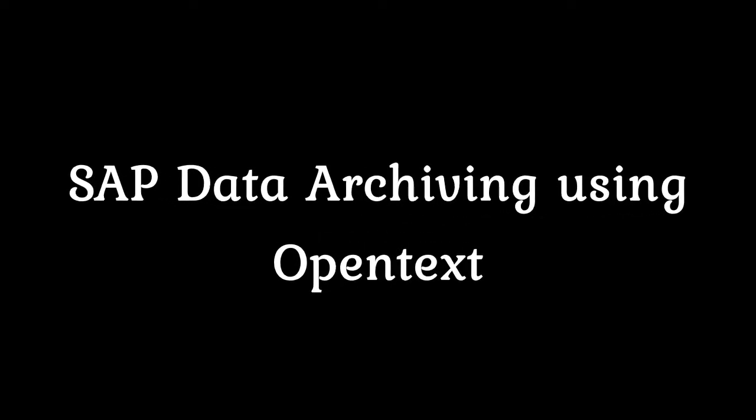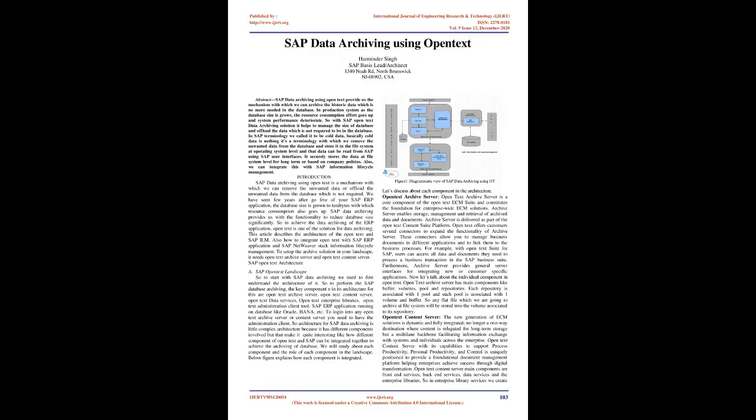Abstract: SAP Data Archiving using OpenText provides us the mechanism with which we can archive the historic data which is no more needed in the database. In a production system, as the database size grows, the resource consumption effort goes up and system performance deteriorates. So the SAP OpenText Data Archiving solution helps to manage the size of the database and offload the data which is not required to be in the database.